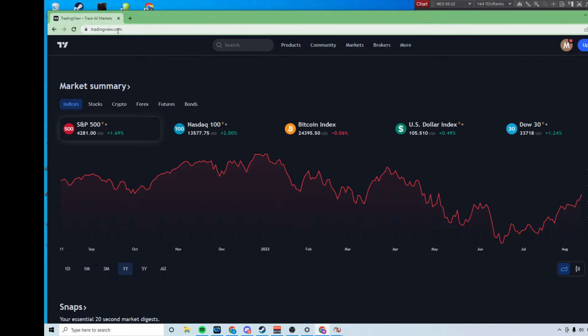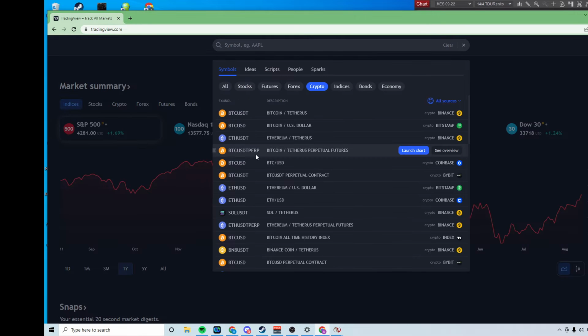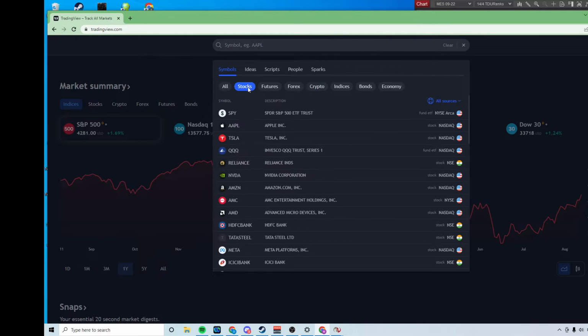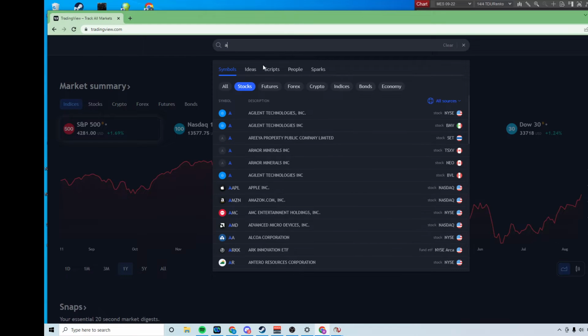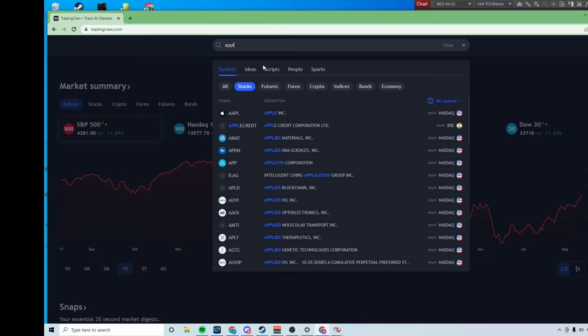So let's go to tradingview.com. We're going to come to this search tab right here. Depending on what market we want to look up, for example, stocks, we hit stocks, and then we come up here and type in the short abbreviation of the particular stock we want to look at. For example, Apple. You type in AAPL and you get the stock Apple under the NASDAQ and hit right here, launch chart.